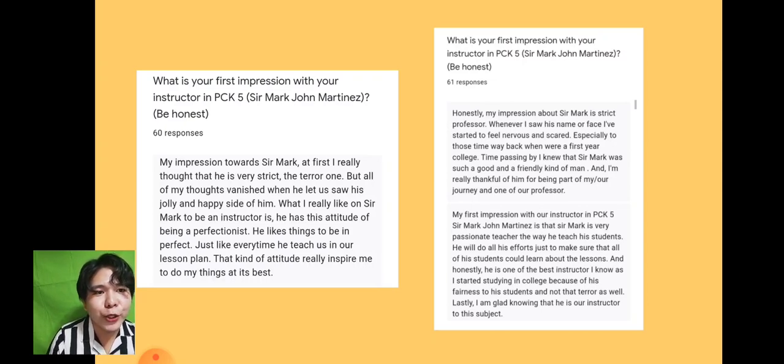Honestly, my impression about Sir Mark is a strict professor. Again, I am not strict. But as time passed by, I knew that Sir Mark was such a good and friendly kind of man. I cannot tell you that I am good, but you may ask my previous students if I am good to them. But all I can say is I am a cool teacher and I will do my best for you to learn in our subject.